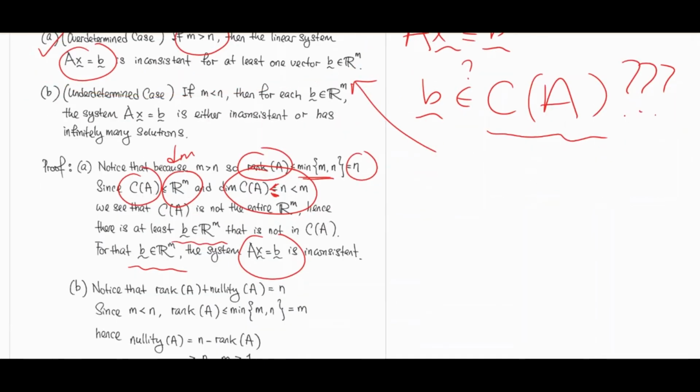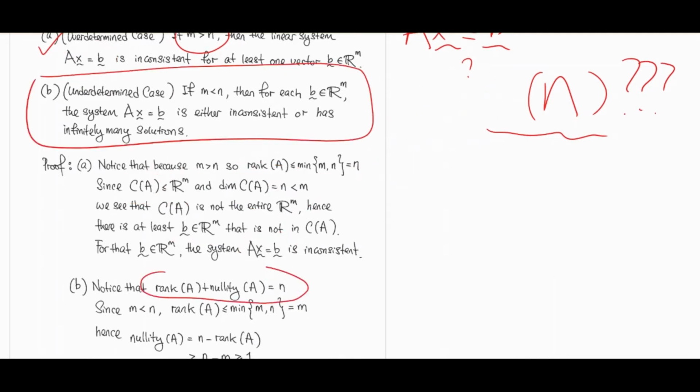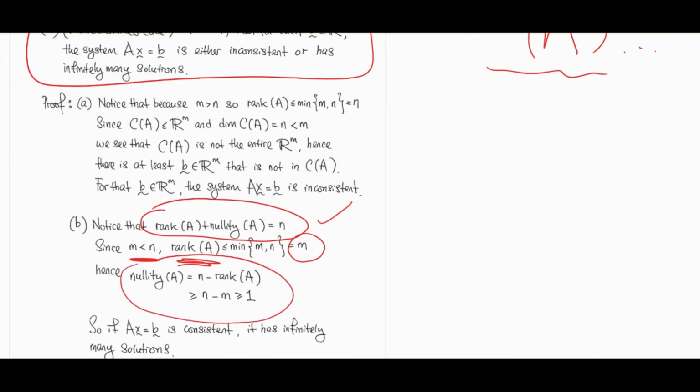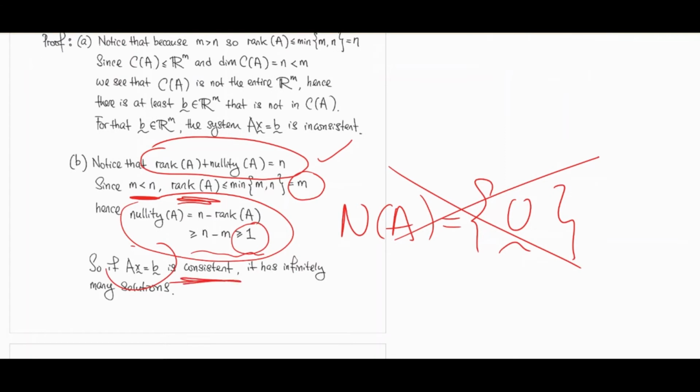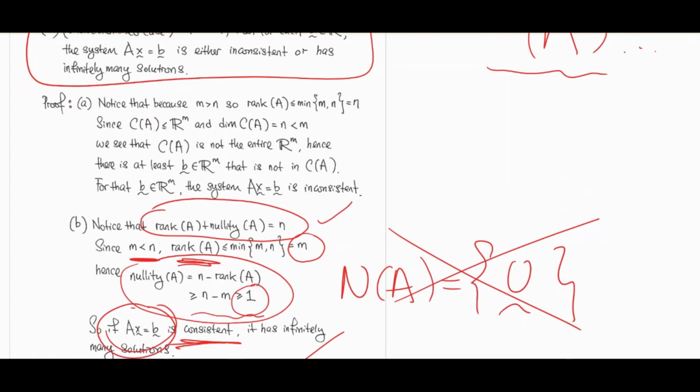And the second statement is right here. Let's take a look. Again, apply the rank and nullity formula: rank of A plus nullity of A equals n. Since m is the smaller number, the rank of A is the minimum of the two numbers, so you get m. So the nullity of A is n minus the rank of A, and the minimum nullity is 1. That means the null space of A is never trivial. If this system is consistent, if it has a solution, then it will definitely have infinitely many solutions. But we do not know whether it is consistent or not.